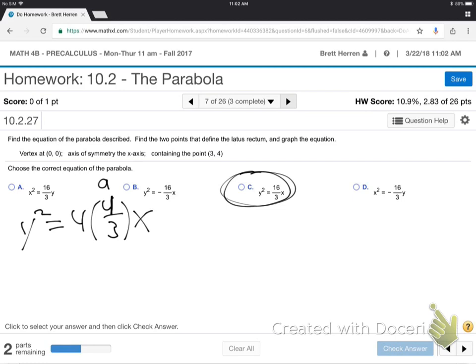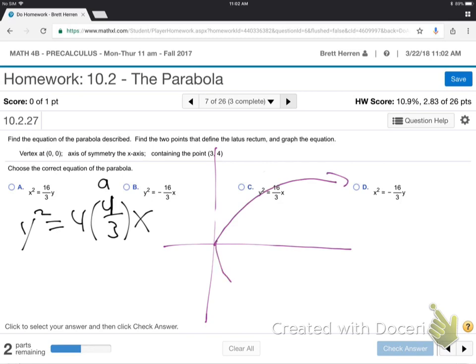Yeah. We basically have the graph almost done. So the graph will be, it goes to the right. What is the 4/3? That's the a, which is how far to the focus point, isn't it? You with me? So that means this is over 4/3.